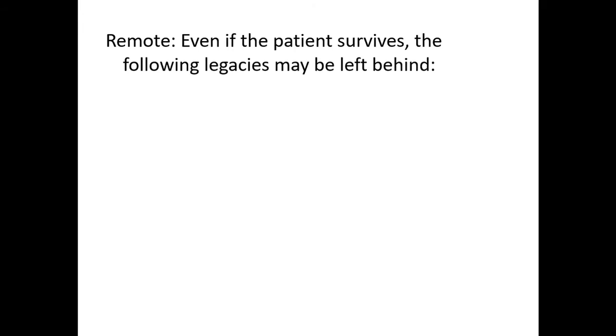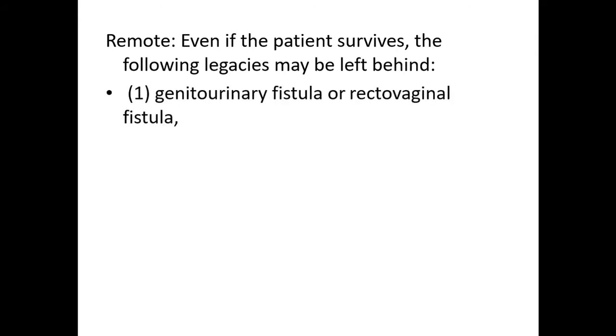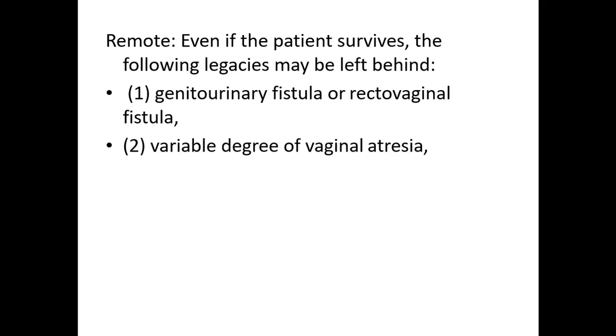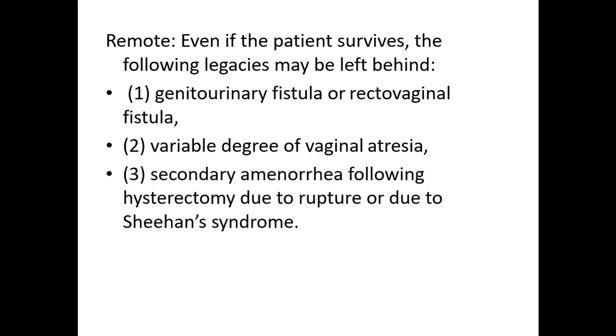Remote complications, or the remote effects on the mother, include the following, even if the patient survives. First, a genitourinary fistula or a rectovaginal fistula, variable degree of vaginal atresia, secondary amenorrhea following hysterectomy due to rupture, or due to Sheehan syndrome.